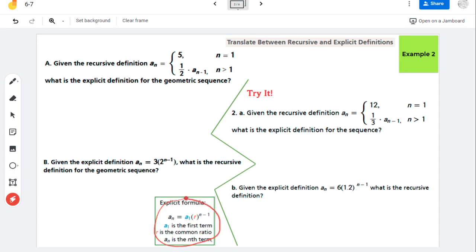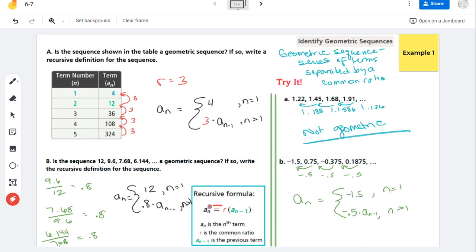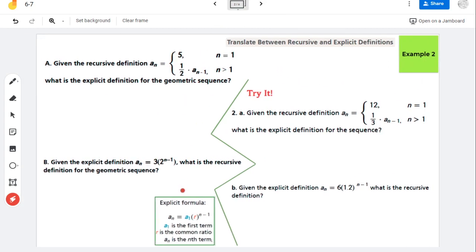So with an explicit formula, we don't write a piecewise function, we just write the equation in Algebra 2. Remember, recursive I thought was really weird because in Algebra 1 we just wrote two equations. In Algebra 2 they put it as a piecewise function. But now that we're in Algebra 2 with explicit formulas, it's the same as Algebra 1.